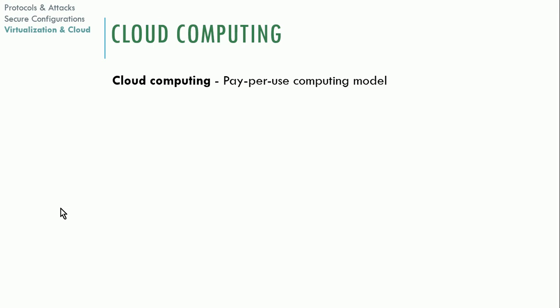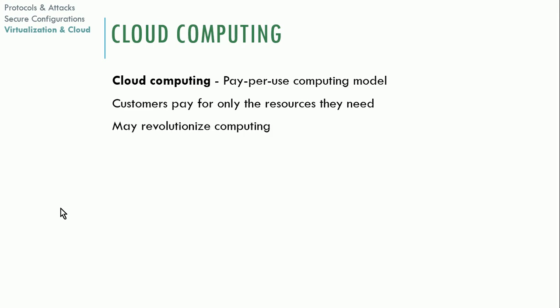So cloud computing is a pay-per-use computing model. Customers pay for only the resources that they need. Your book says it may revolutionize computing. It's already sort of started. Cloud computing has become a pretty major player to the point where in my work, I'm now migrating whole customers to these cloud providers like Azure and Amazon and Google and so forth. We're moving databases to these platforms, our storage, the actual computers and the servers and the data centers.